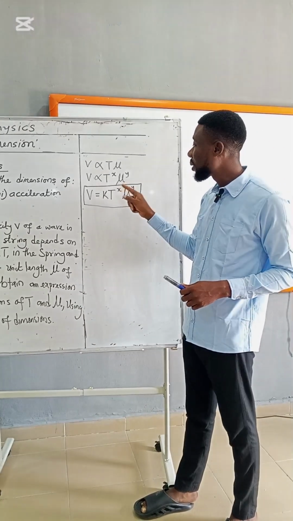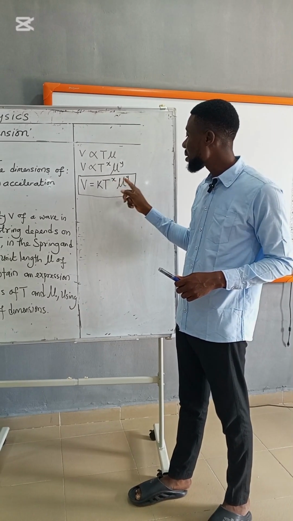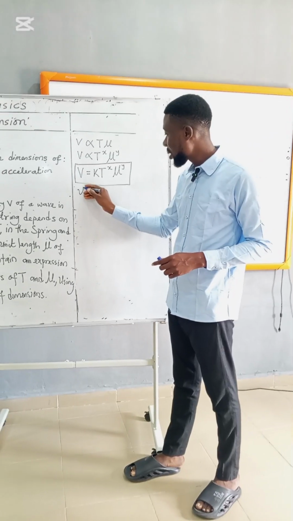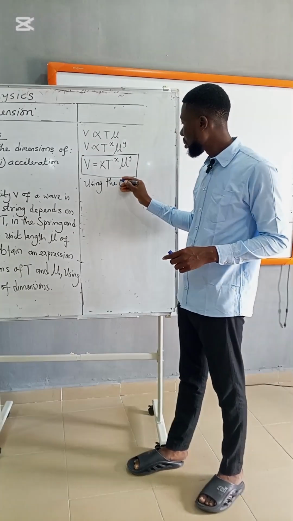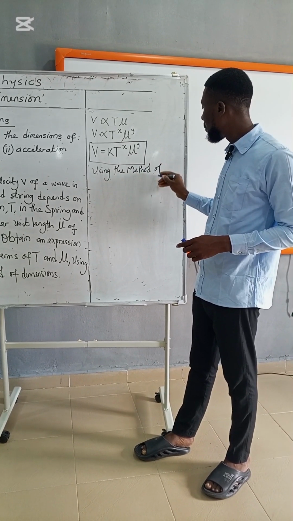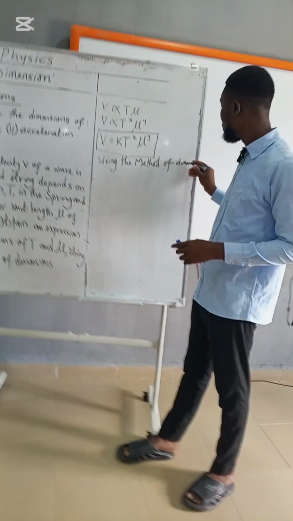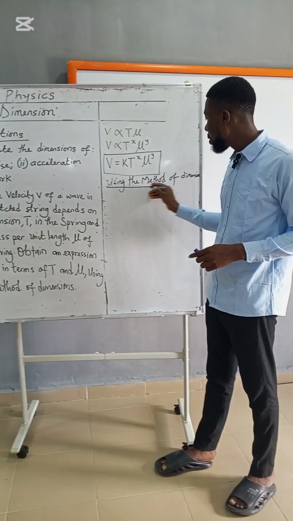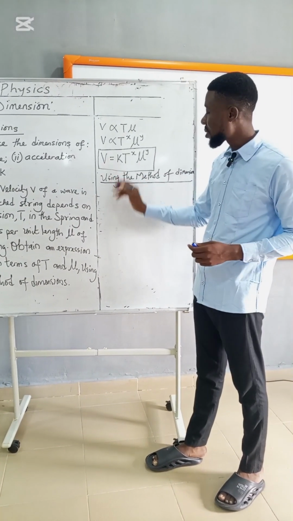But for us to obtain a perfect expression, we need to know the value for the power of x and y. Now, the method of dimension. To use the method of dimension, it simply means on this left-hand side, this is velocity.